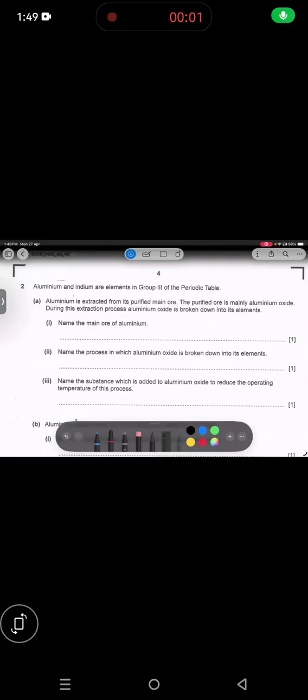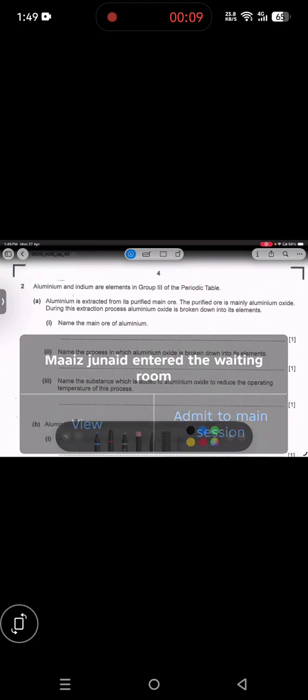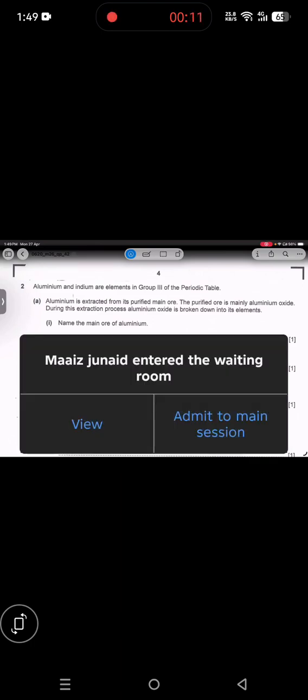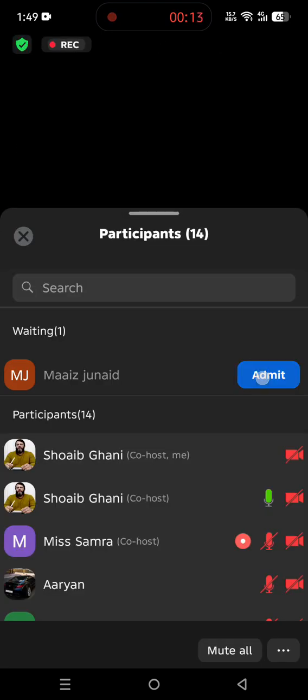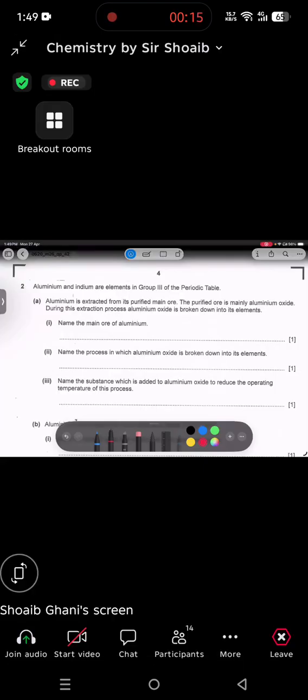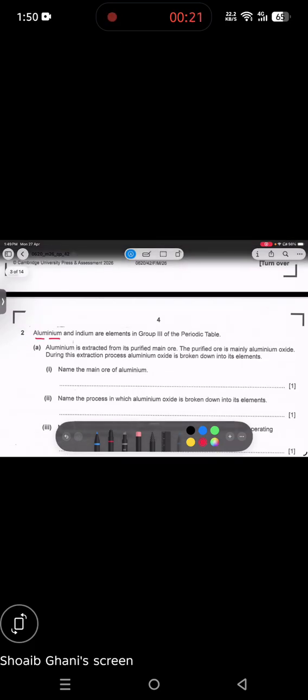Now let's start with question number 2. Aluminium and indium are elements in group number 3 of the periodic table. These two elements are present in the same group of the periodic table. Which two elements? Aluminium and indium.